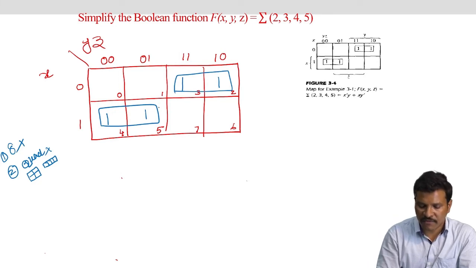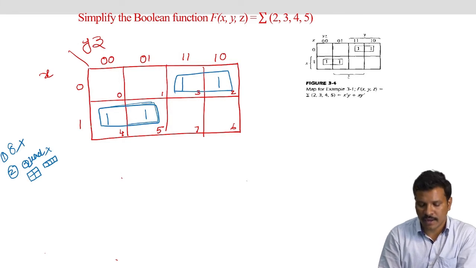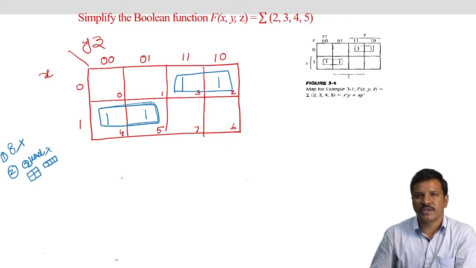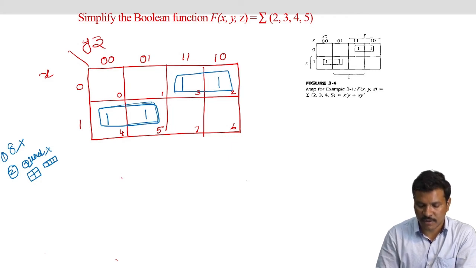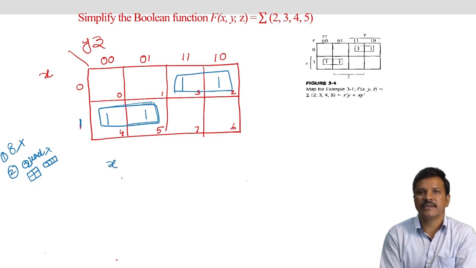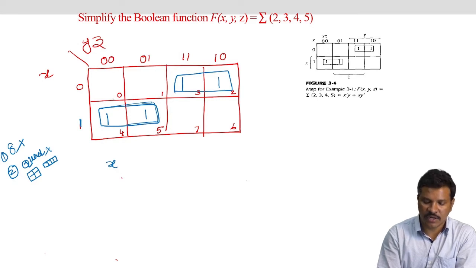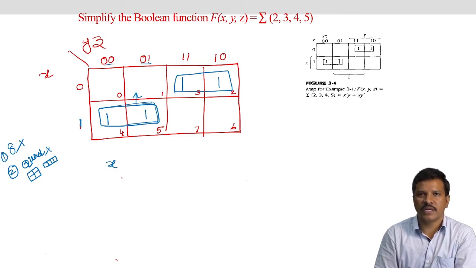So take the first pair. This one is the first pair, for example. How to derive the expression? How to realize that expression? To derive the expression, in the horizontal direction, the second row is 1, nothing but x. You can call it as x. And in the vertical direction there are two terms, 0 0 and 0 1, nothing but y bar z bar and y bar z.